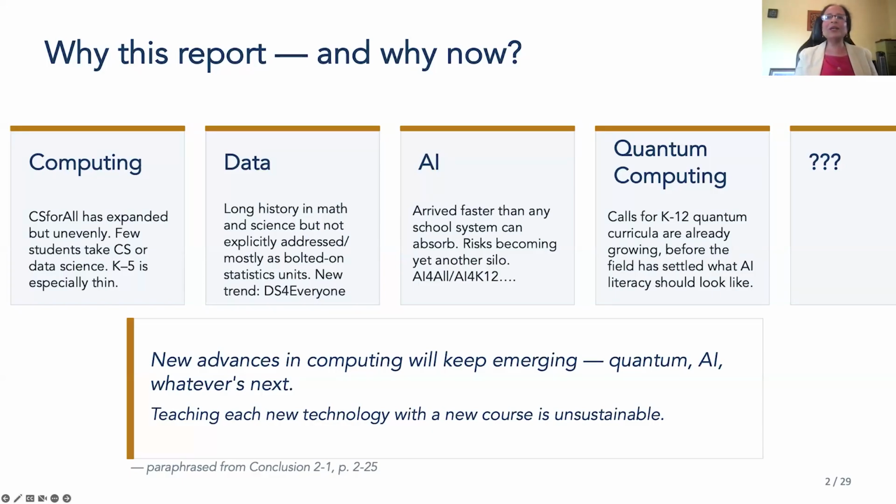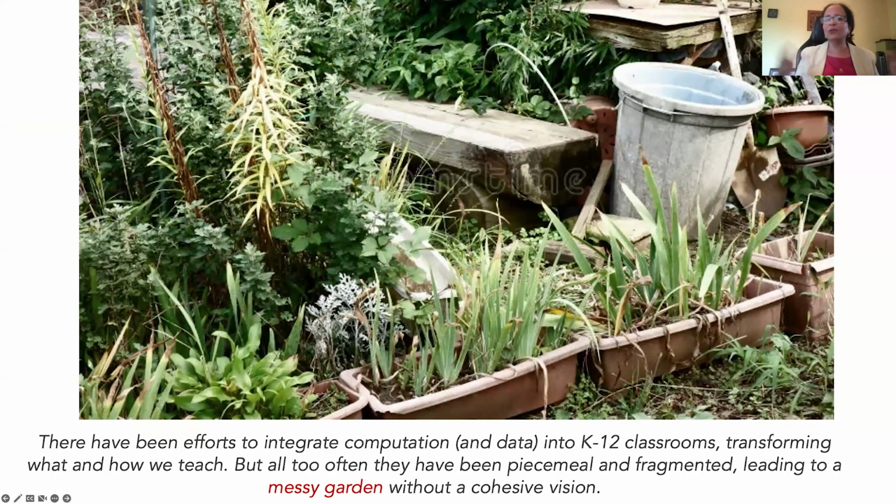And so today we have a CS course in some schools, but not in others, a statistics module bolted onto the end of a math course somewhere, an AI elective pilot here, a data science partnership there. None of these efforts relate to each other. And this reality often conjures a vision of a messy garden for the community, where you can see things growing, but you cannot see a cohesive picture.